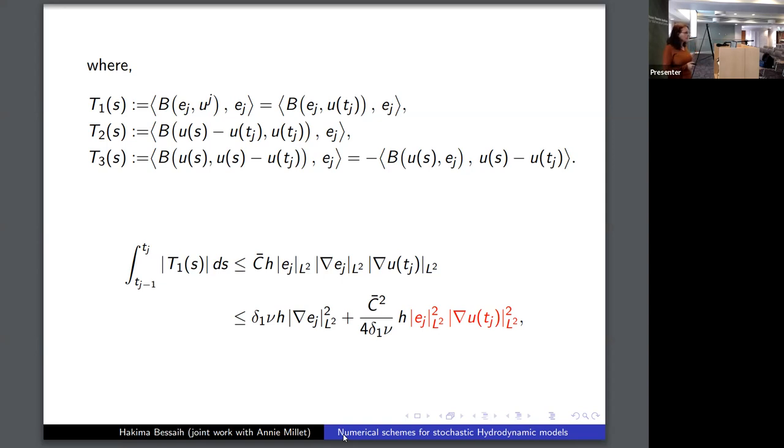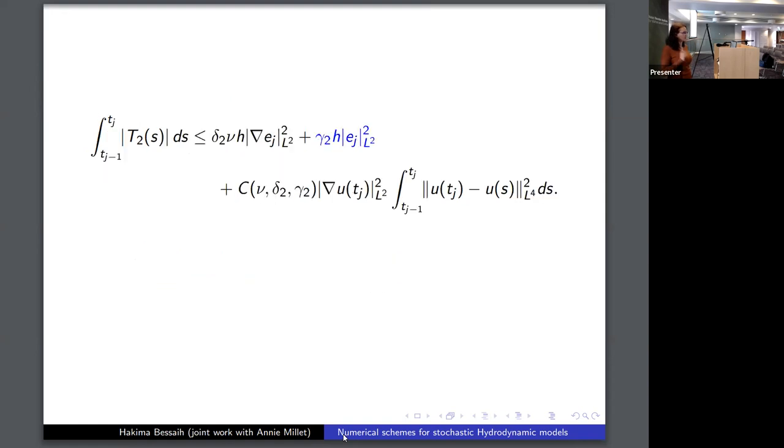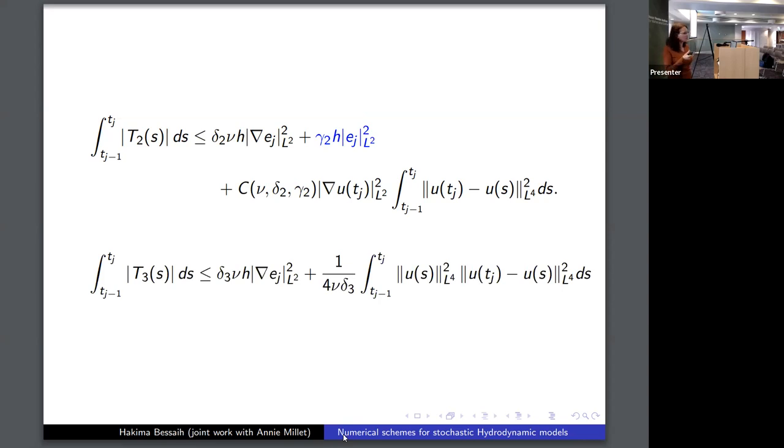And the term in red has two pieces. You have the norm of e_j in L2, which is nice, but then you have the gradient of u_t^j, and you have to deal with it. This is the main point. T2 and T3 are really nice. They are similar in nature in the sense that you will have two terms that are nice. The last one is also nice because it will use the boundedness of the moments of this term, and the regularity, and this is what will give you the rate of convergence.